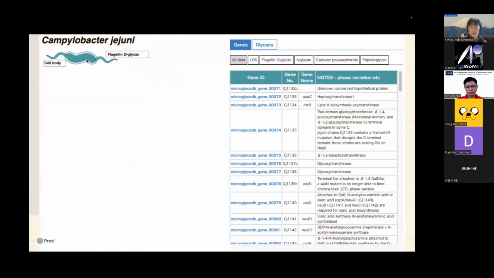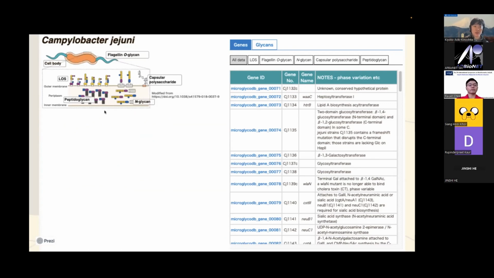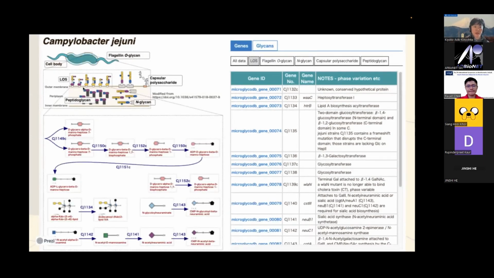We also worked with Christine Szymanski, who is a Campylobacter jejuni researcher. If you click on either the cell body or the flagellin in the Campylobacter image, you'll see the different glycan types that are known to be involved or found in those locations. You can then click on one of those glycan types, and it'll display the pathway to synthesize those glycans. These are all curated information checked by experts, and you have the whole list, which is also downloadable.